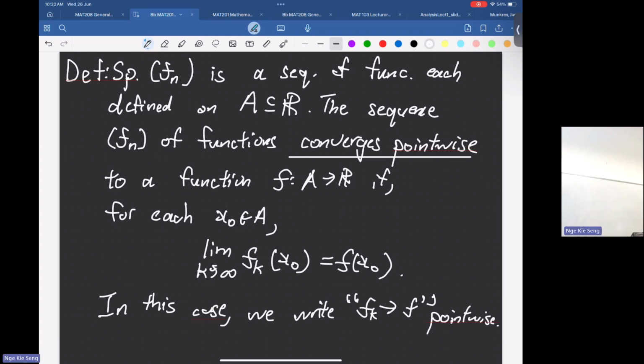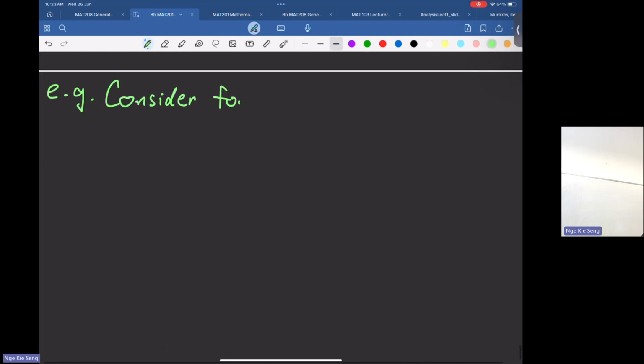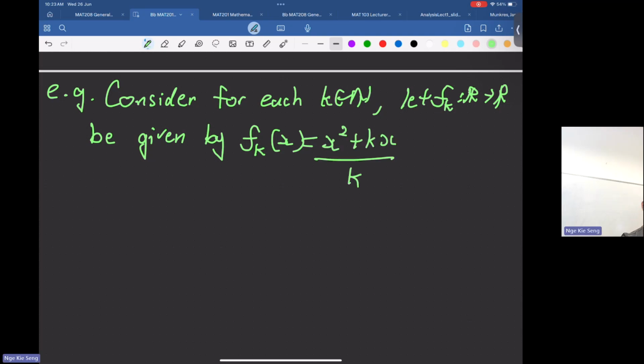Right, good. Okay, so let's look at one example. We need to be very careful because this is a very new thing to all of us. So consider for each k in N, we will consider this function here. You can say, oh, what the heck is this? f_k(x) = (x^2 + kx)/k.